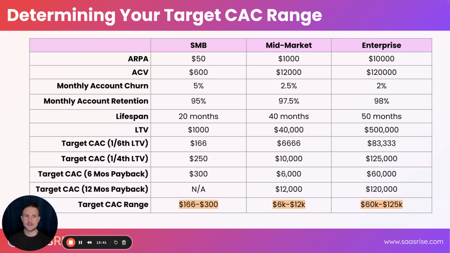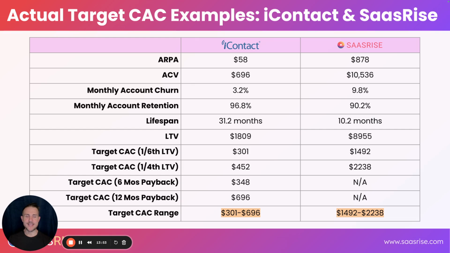Fill out this chart. ARPA, as a reminder, is average revenue per account. That's the monthly revenue per account. ACV is that number times 12, annual contract value. And calculate your lifetime value, your payback window. And once you have that, then you know how much you can spend to get a customer.